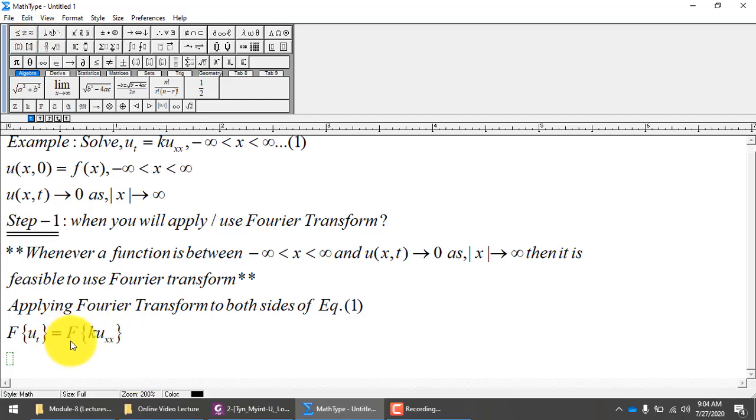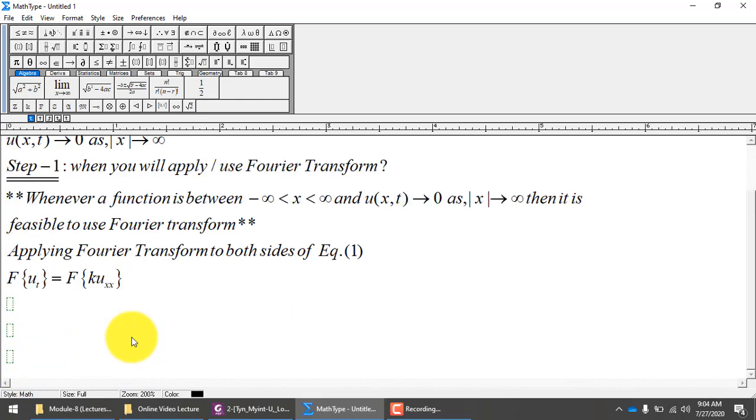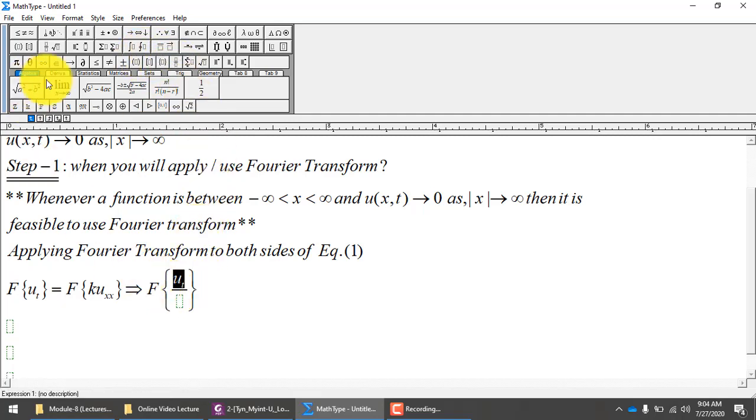Okay, so when you apply Fourier transform to both sides, what will happen? Look, on the left hand side you are having the derivative. I use one more step for you, implies that. So instead of this you should write the symbolic notation, partial u over partial t. And on the right hand side we use the formula. f k is the constant, it will be outside of the Fourier transform, and here you will write the double derivative.